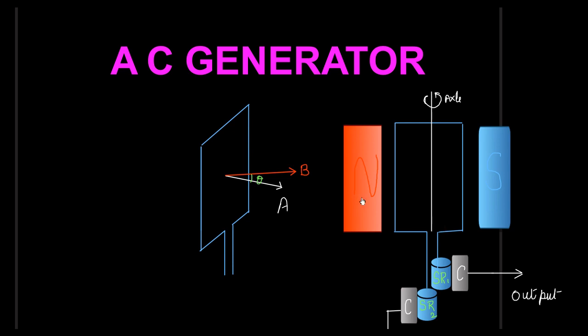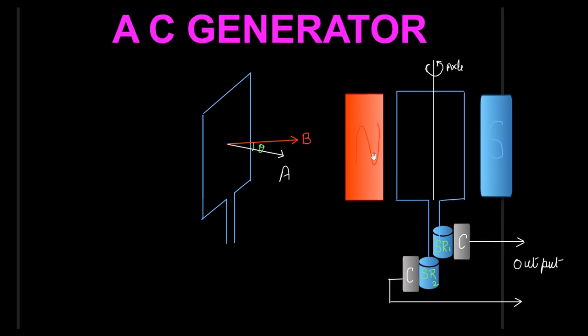Now look at this diagram. What are the different parts of an AC generator? An AC generator consists of two pole pieces of bar magnets. Between the pole pieces, a magnetic field exists, or a uniform magnetic field is produced by the two pole pieces of bar magnets.